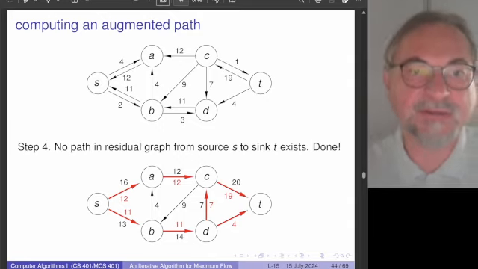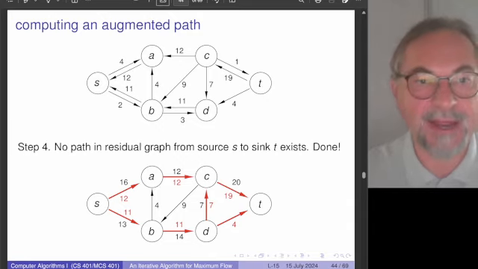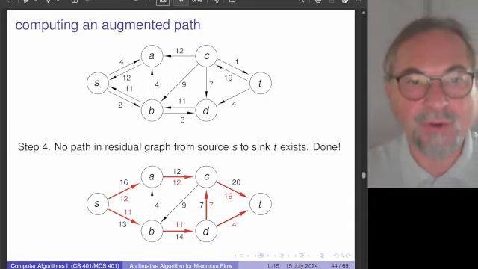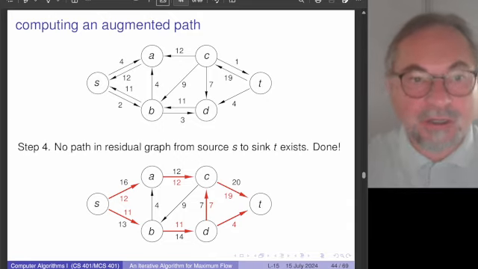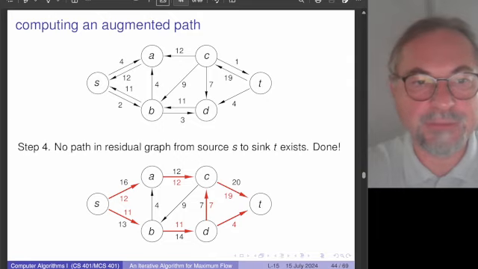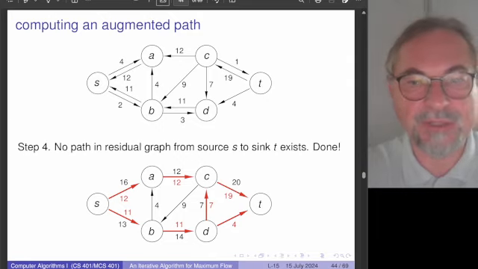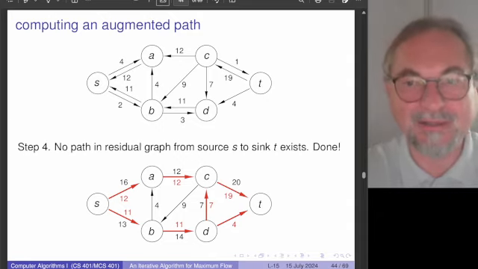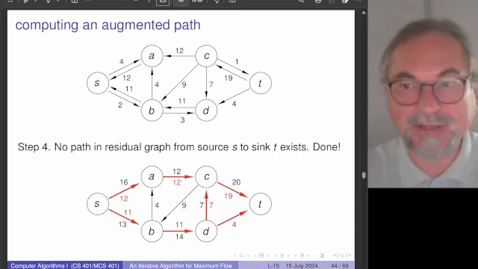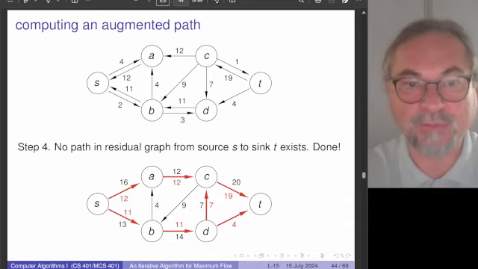Well, you can start from the source and go to either A or B, but if you go from source to A, then you can see that A has only 2 incoming arrows. So you're stuck. If you go from source to B, then you can only go to A. You cannot go to C. Actually, no, you can go to A, but you can also go to D. But in D, you're stuck as well. So there is no more path in the residual graph from the source to the sink. So that's how the algorithm terminates.